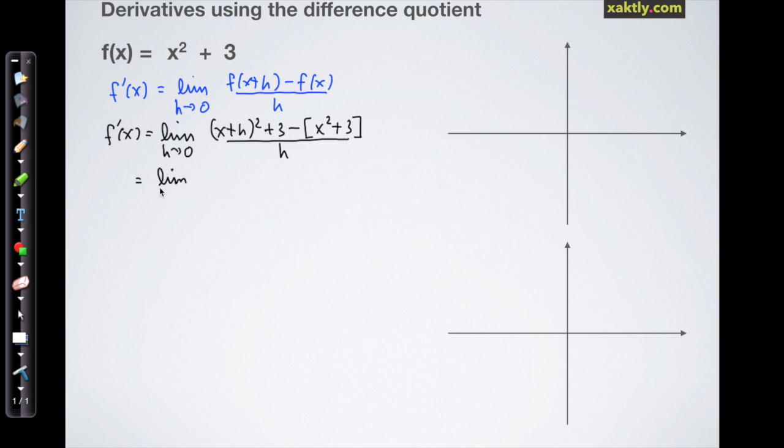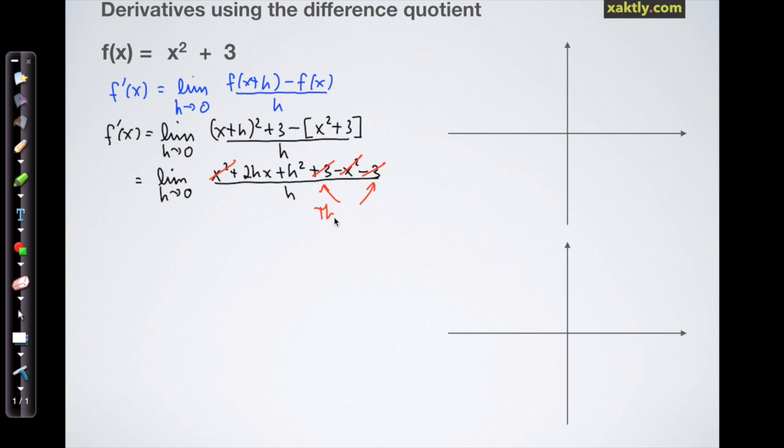So we have the limit as h goes to 0, and now we'll just expand that first binomial, x squared plus 2hx plus h squared, plus that 3, and then we have minus x squared and minus 3, all over h. Now we can do some cancellation, and what we'll notice is that both of these x squareds go away, but so do these constants.